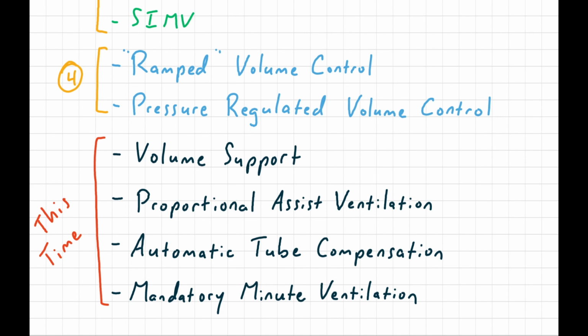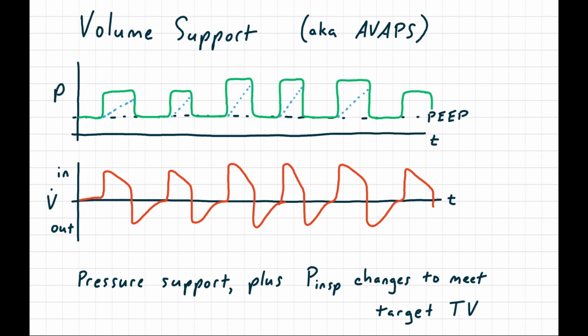Let's start with volume support, which is becoming more and more common, and is very similar to a mode called average volume assured pressure support in some BiPAP machines and outpatient ventilators. Volume support is, at its heart, a pressure support mode. So your breaths will be pressure limited breaths, and just like in pressure support, they're triggered by flow or by volume and cycled by flow. So the patient will start and stop their own breaths.